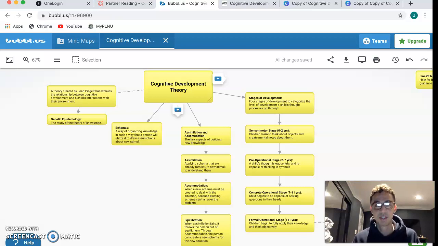The fundamental building blocks of Jean Piaget's cognitive development theory are schemas, right? Schemas are a way of organizing knowledge in such a way that a person will be able to utilize them to draw assumptions about new stimuli.